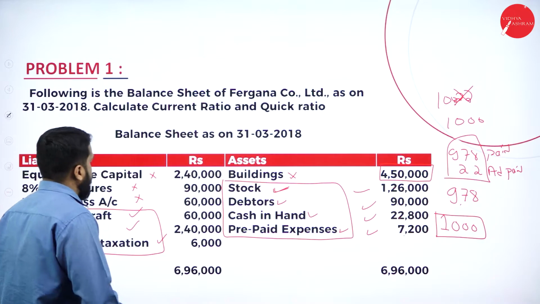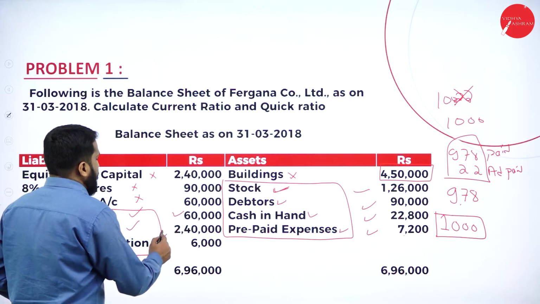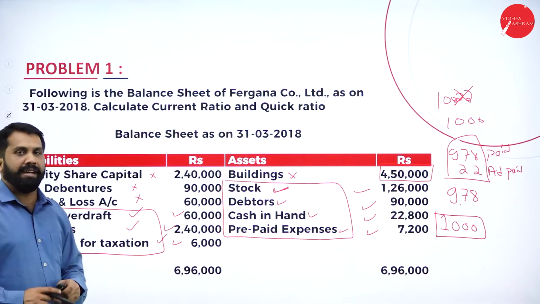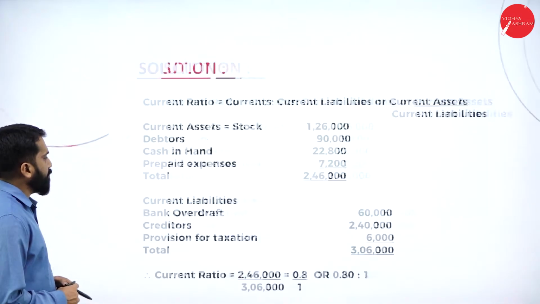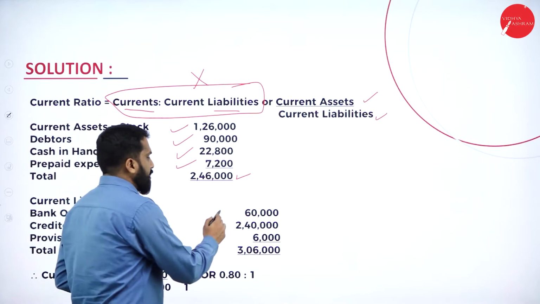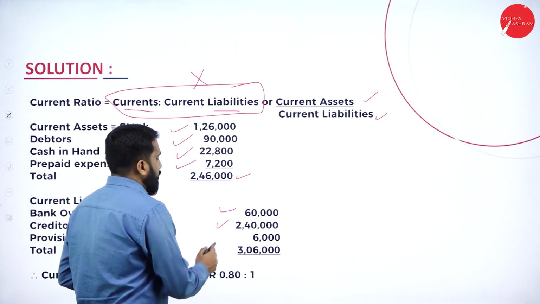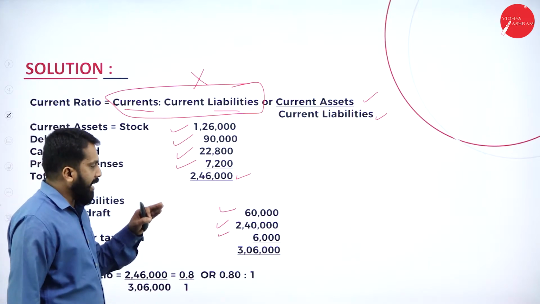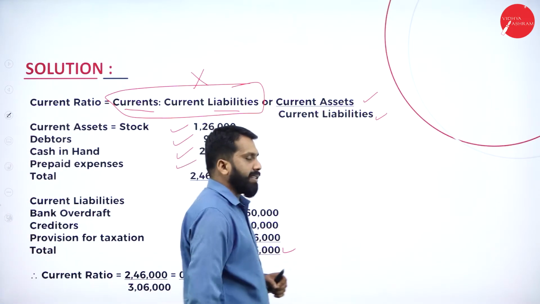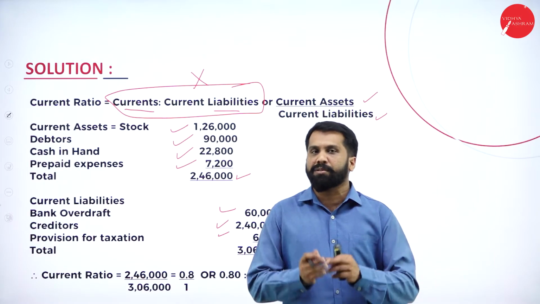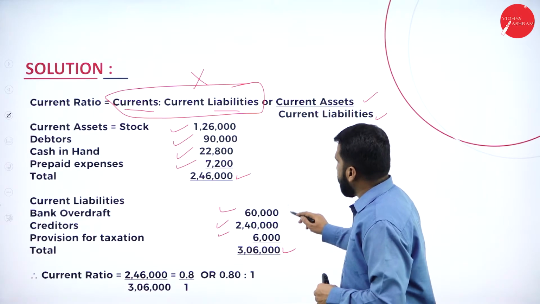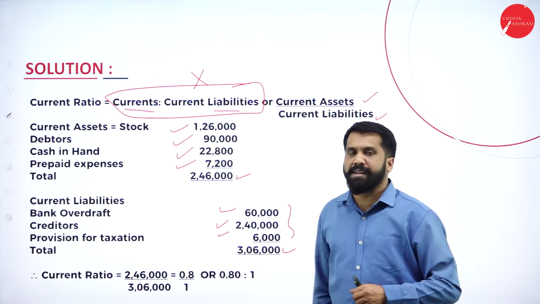Now, what is your current liability? Take these things: 60,000, 2,40,000 and 6. These 3 are called current liabilities. Add everything, and you will get 3,06,000. Hope you understood. So this is all about what we call your current asset and current liability.